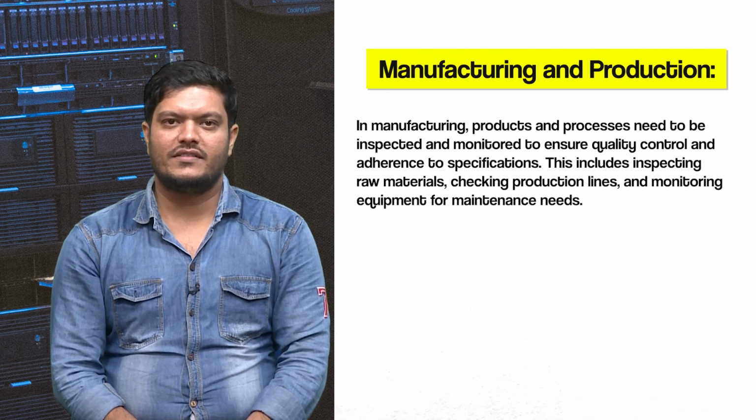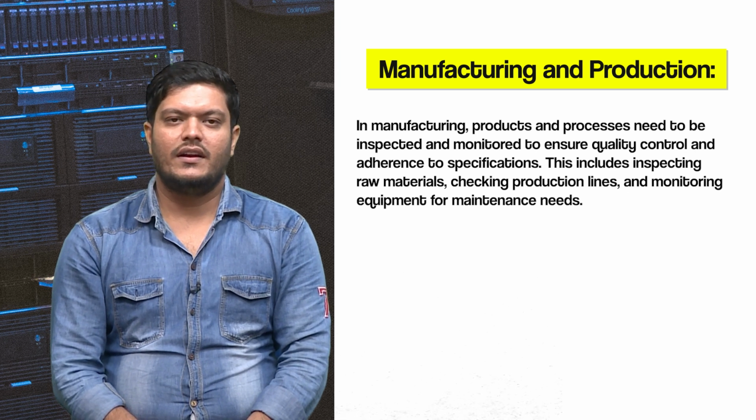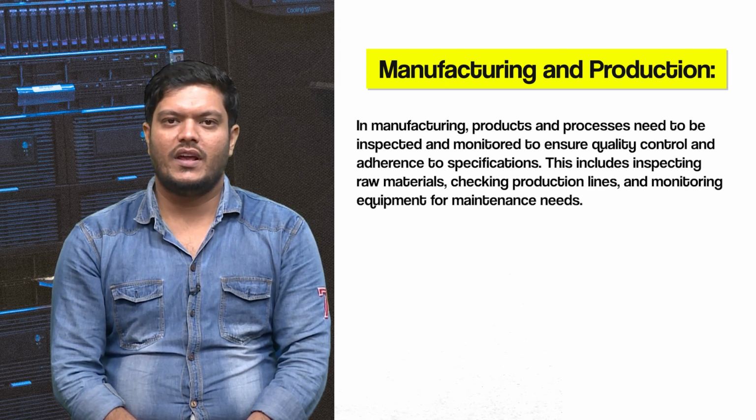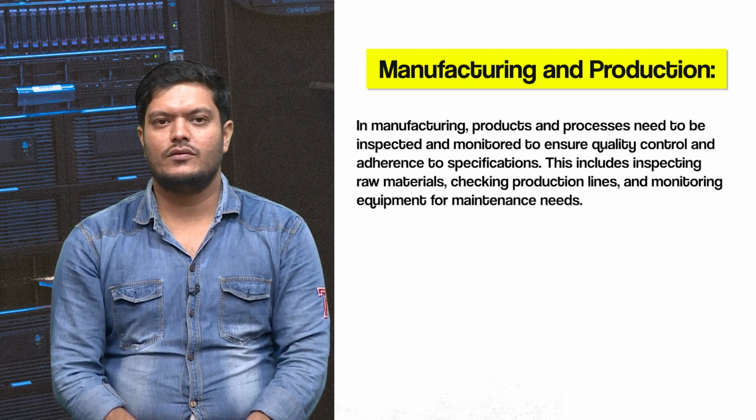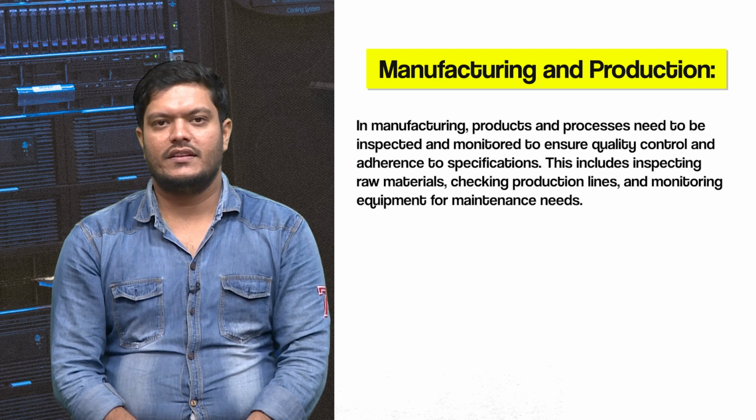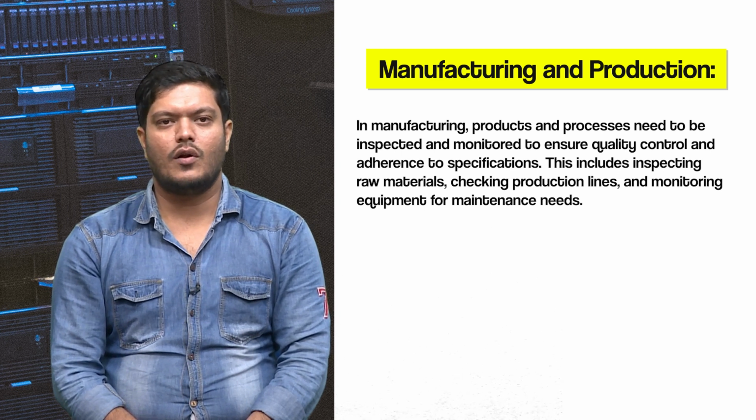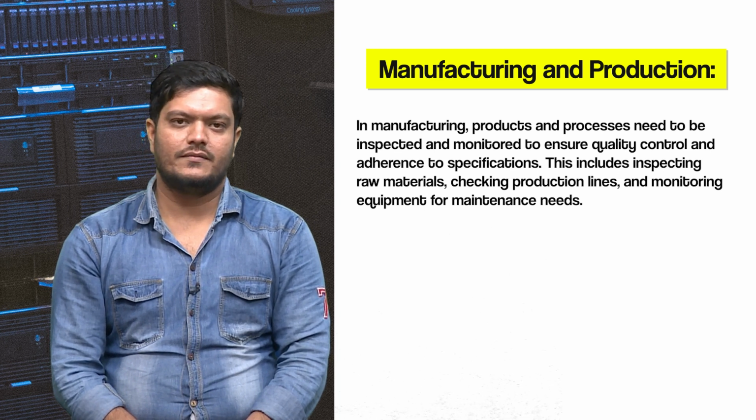Here are some contexts in which regular inspections and monitoring are crucial. Manufacturing and production. In manufacturing, products and processes need to be inspected and monitored to ensure quality control and adherence to specifications. This includes inspecting raw materials, checking production lines, and monitoring equipment for maintenance needs.